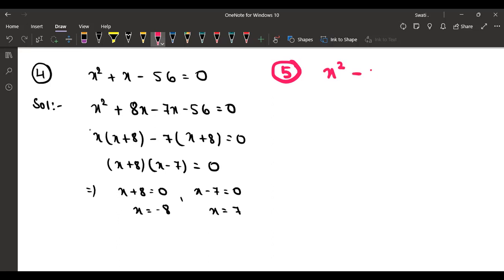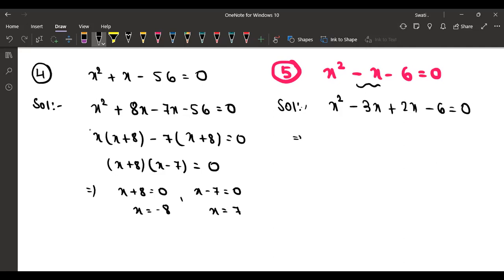x squared minus x minus 6 equals 0. So here I should get 6, right? And here it is minus x. So what I can do here is x squared, and if I do minus 3x plus 2x, am I getting minus x? Yes, I'm getting minus x. And I'm also getting minus 3 into plus 2 is minus 6. So that is perfect. Now from the first two terms, I'll take x common, so x into x minus 3.